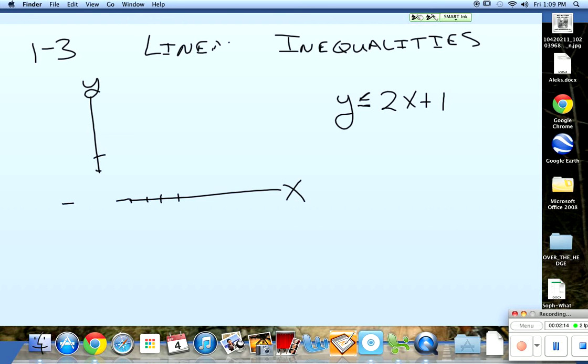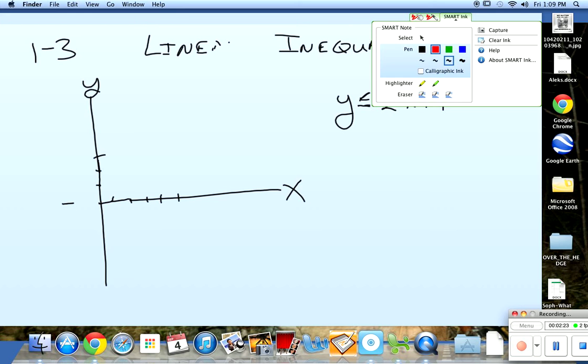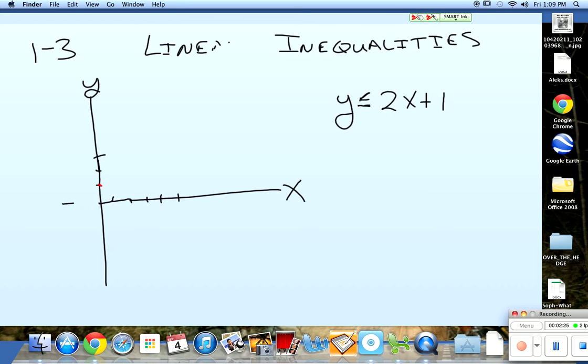Inequalities means that we're going to have shaded areas. So if I graph this line again, let's do it in red. We were here, and we'd probably be up here somewhere. So if we graph this line again, there's my line. I did my T-chart, x and y. But now we're going to be shading in one of the areas. How do we find it?